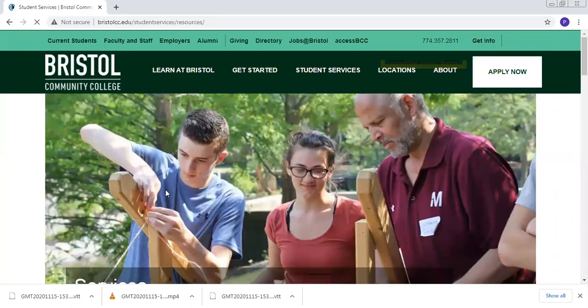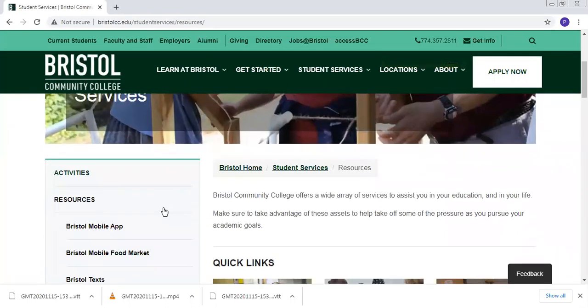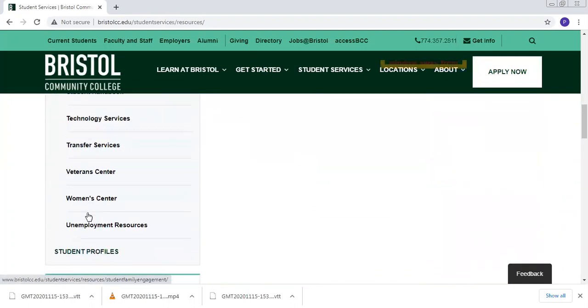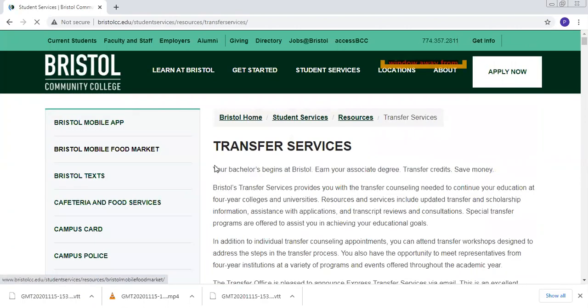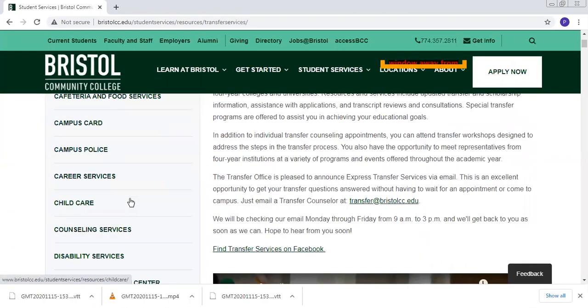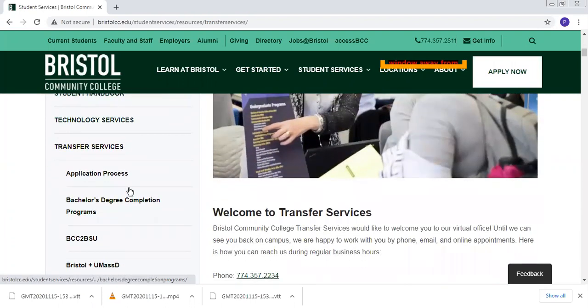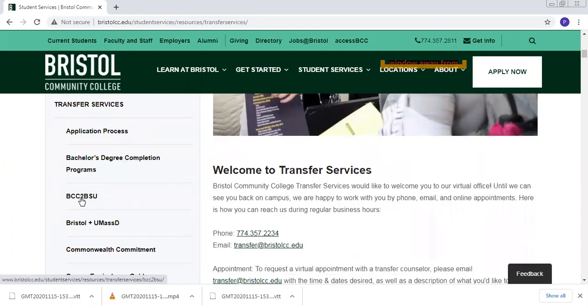I would go down to More Student Services. Okay, and then I would go down to Transfer Services. I'm not going to go through a lot of these because I went through them in the other video, which goes over the state Mass Transfer. So I'm not going to talk about the application process for BCC.